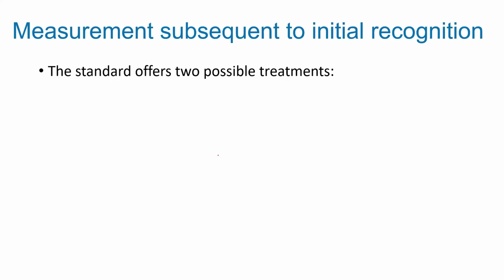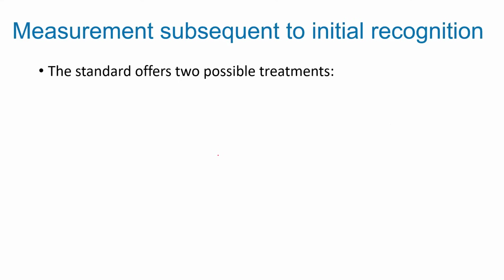So everything we've done so far is initial cost. Now, measurement subsequent to initial recognition. I told you that according to IAS 16, an item of PPE should initially be measured at cost. So for the first year of purchase of the item of PPE, you have to measure it at cost. What about subsequent years? In the second year, how should you measure PPE? In the third year? In the fourth year?